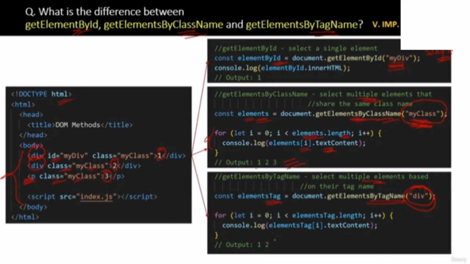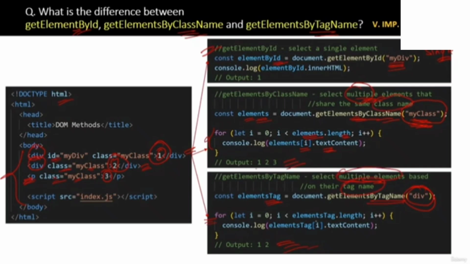And we will use the for loop to iterate this one by one and log the outputs 1 and 2, which are basically the text content of the first and the second elements respectively. All right, that is the difference between these three. The first one will select only a single element. The second one will select multiple elements based on the class name. And the third one will select multiple elements based on the tag name.